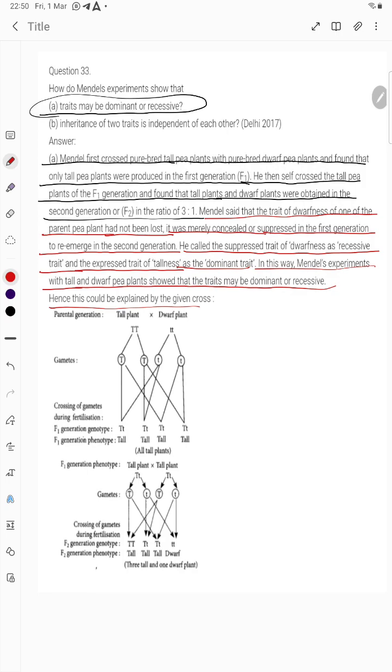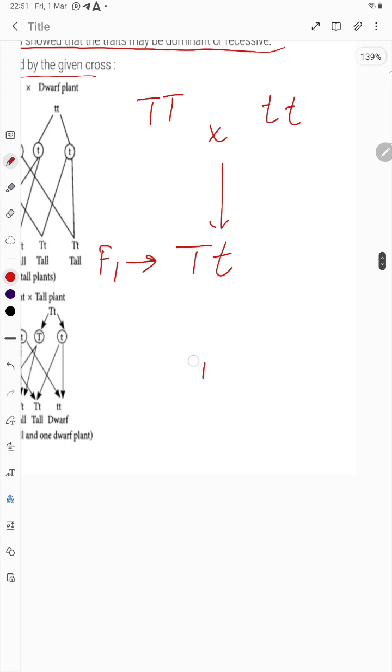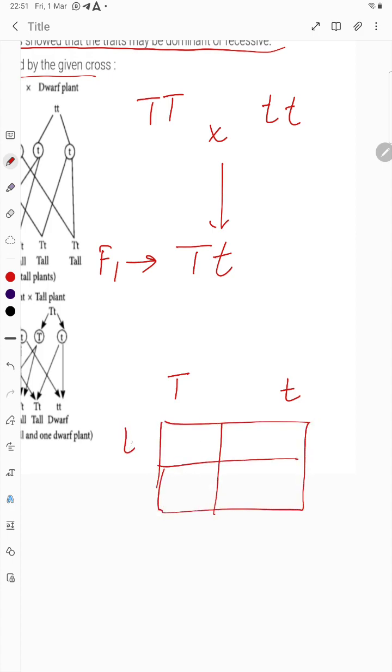So, dear student, let's see. If you cross a pure tall and a pure dwarf plant, what you are going to get is a hybrid tall plant in the F1 generation. Now you are going to cross these F1 generation plants, and see what will happen in the F2. So, capital T, small t, this is the Punnett square box, students. Capital T here is also capital T, small t. So capital T capital T, capital T small t, capital T small t, small t small t.